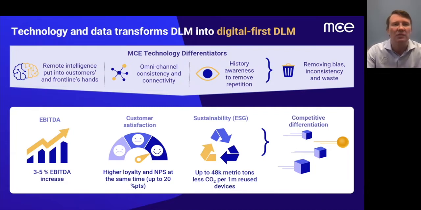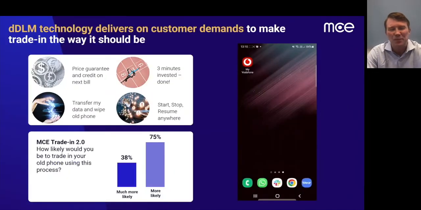Why is this important? We have a lot of customers who know that if they do device lifecycle management right, the EBITDA impact is large, 3 to 5%. Customer satisfaction also has a huge uplift because you solve things right away, 20% NPS across the board. And of course, sustainability, which has been a big topic here, already discussed. If you do this right, you also really have a competitive advantage. Let's have a look at how that would look for our trade-in journey. Let's go to the next slide, please.